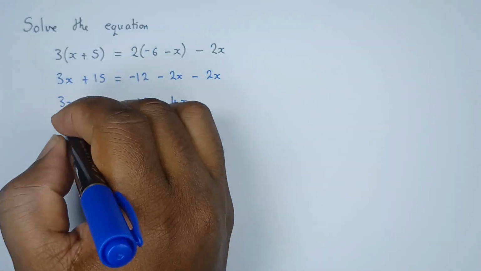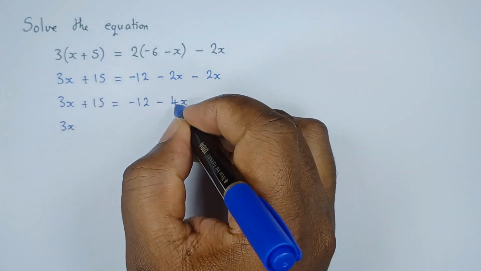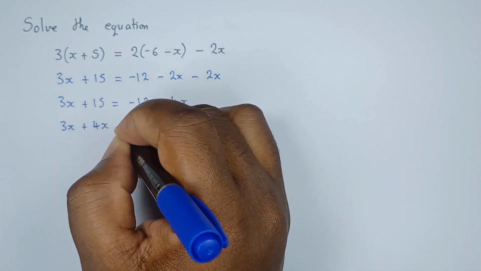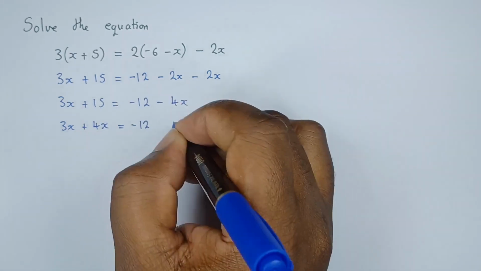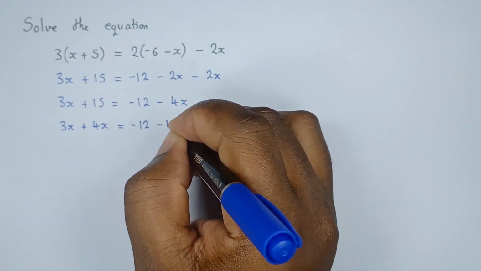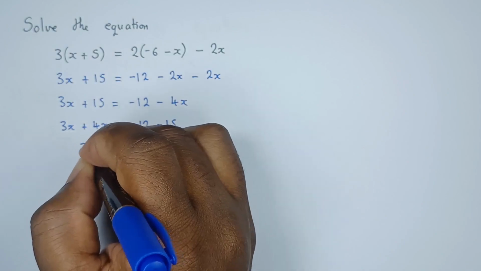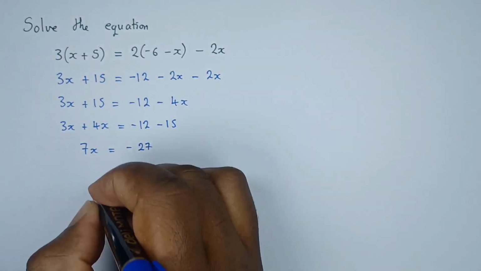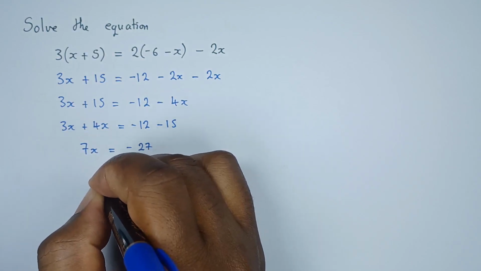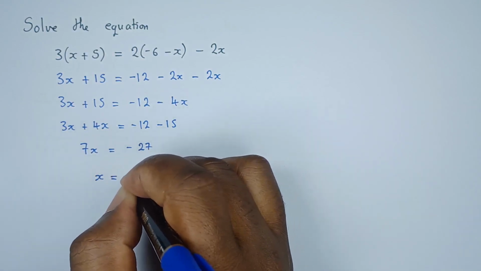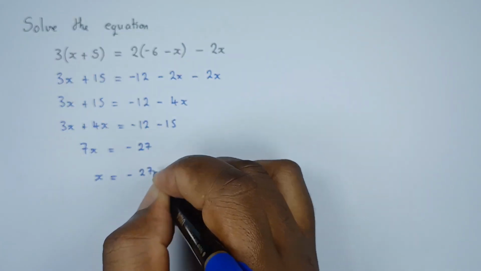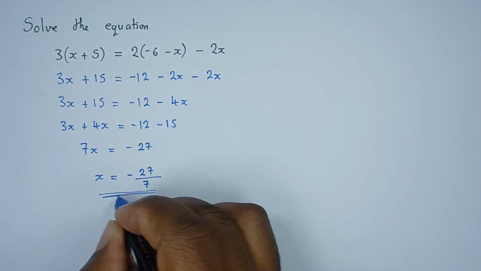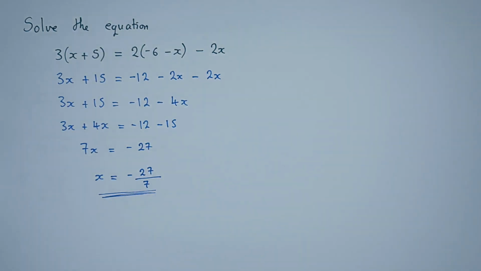We group like terms, hence this gives us 3x. This can come to the other side and become a positive. This is equal to negative 12. This can go to the other side and become a negative. So 7x is equal to negative 27. So divide both sides by 7, hence the value of x is negative 27 over 7. So that's our answer for x.